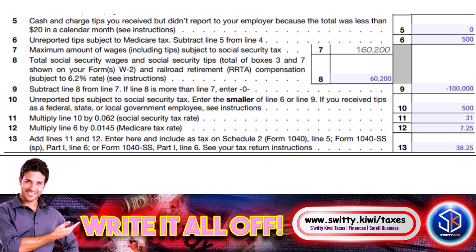And on line 11, if you multiply $500 times 6.2%, you have $31. And on line 12, you have $7.25. So the full amount here, we are speaking about $38.25.